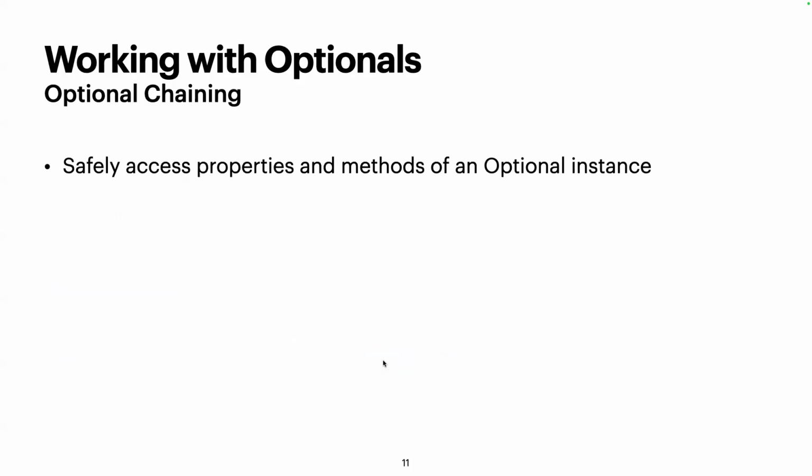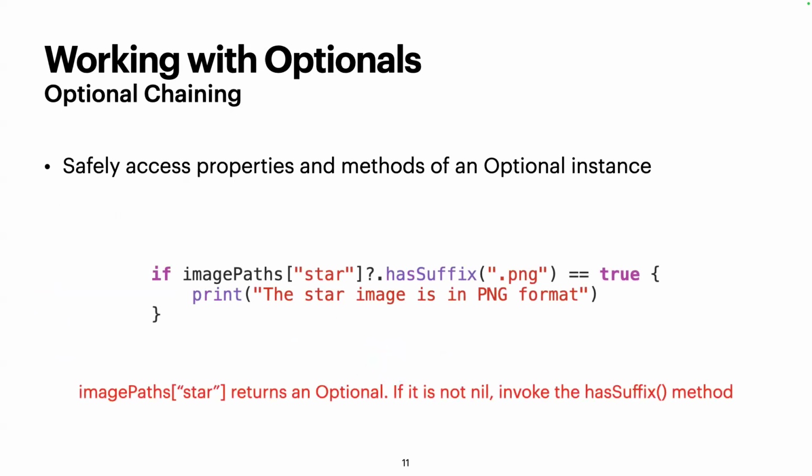Another way is something called optional chaining. This is one we use to safely access properties or methods of an optional instance. So here is a dictionary called imagePaths. Remember, a dictionary takes in a key and outputs a value. Now, what's really weird is that when you try to access a value via its key in a Swift dictionary, it returns an optional. In Python, when we do this, it will just give you the value or it gives you None. But in this case, it will give you an optional something.